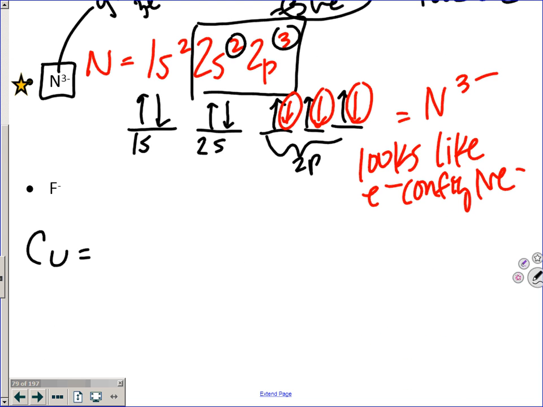29. I was trying to figure out how to write the electron configuration. Oh, F block. I'm going to do one more in a second.